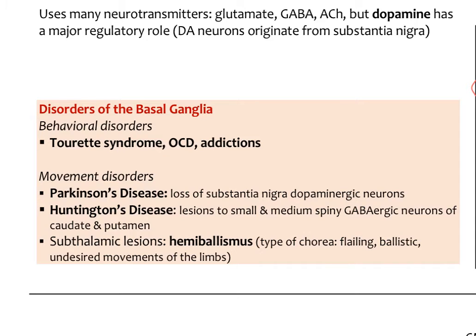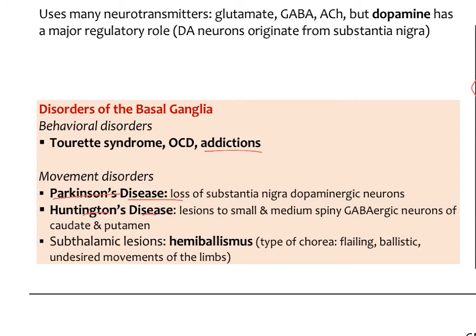So specifically Tourette's, and obsessive compulsive disorder, and then different addictions we think are related to this dopaminergic pathway in the basal ganglia. Addictions are more complex. There's another pathway called the ventral tegmental area pathway that also is involved. And then movement disorders. So we usually think of basal ganglia associated with Parkinson's, and that's really loss, as I mentioned, of the dopaminergic neurons in the substantia nigra.